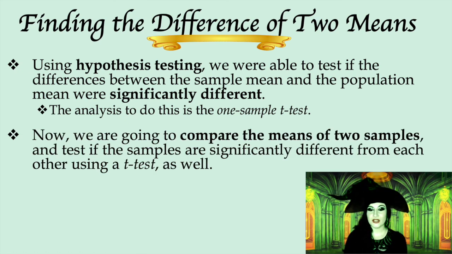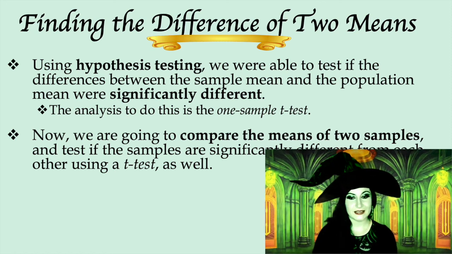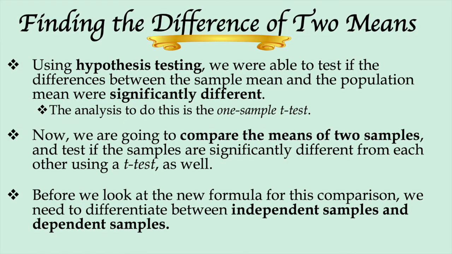But if we're going to talk about comparing the means of two different samples, we're going to have to learn about a different analysis. And this analysis is also known as a t-test, but we're going to differentiate for independent samples t-test and dependent samples t-test. So before we look at the new formula for these t-tests, we need to understand the difference between an independent sample and a dependent sample.